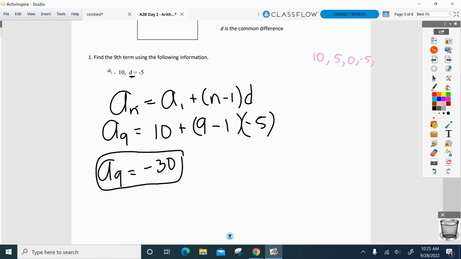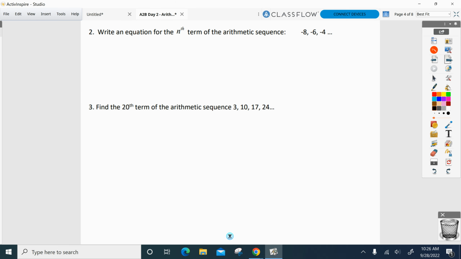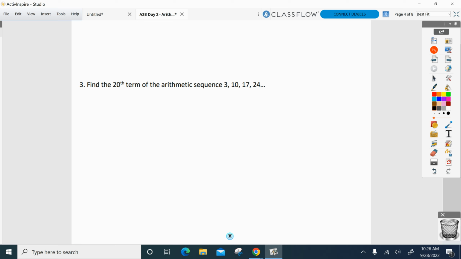All right, we good? Okay, I'm skipping over 2. We'll come back to 2, it's a little bit too advanced for where we are right now, but we're going to come back to it though. I need you to keep using the formula though. 3, find the 20th term.